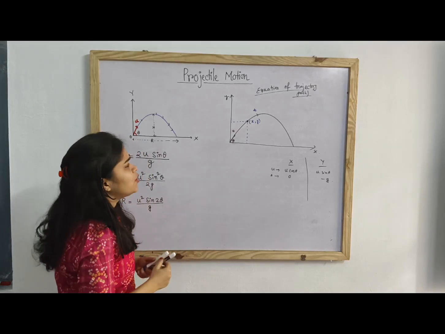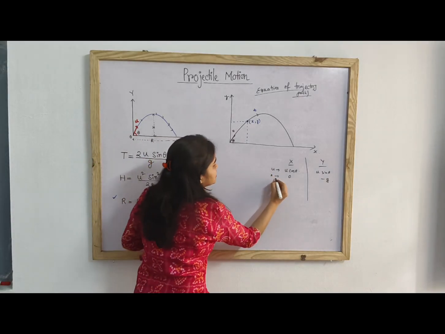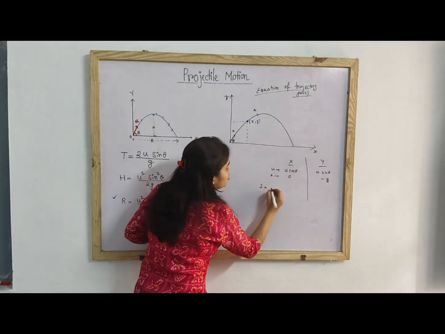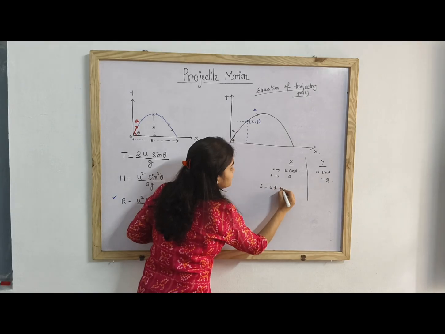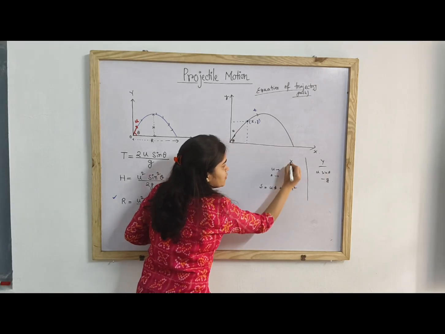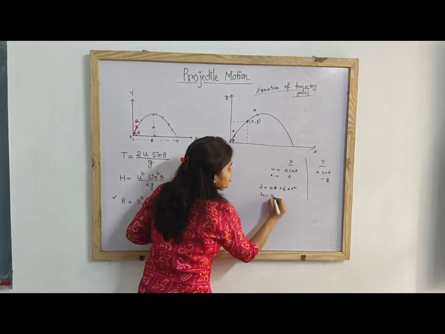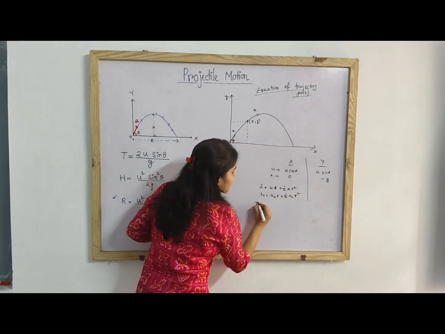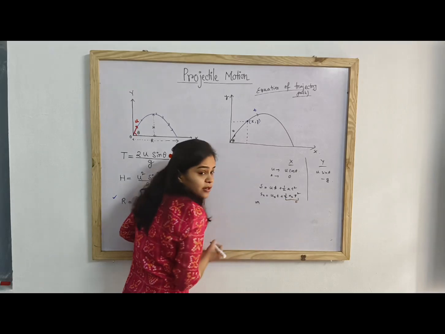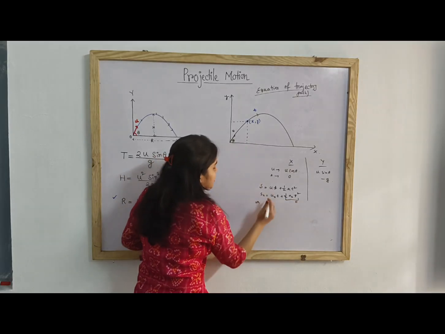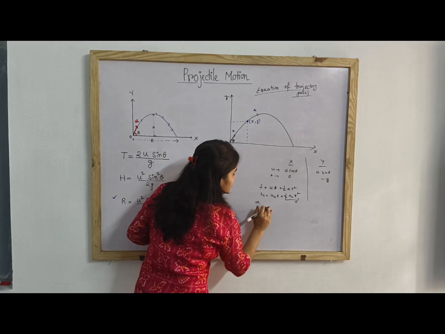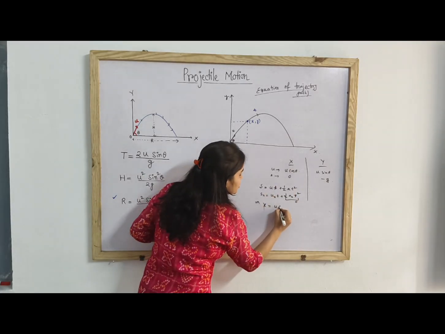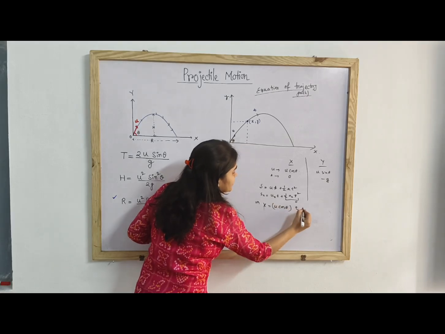Now for the x axis, if I want to calculate x, we will use s is equal to ut plus half at square. For the x axis, can I write this as uxt plus half axt square? Now ax is 0, that means this portion is equal to 0. So Sx is equal to x. What is ux? ux is equal to u cos theta. What is t? We have taken the time as t.